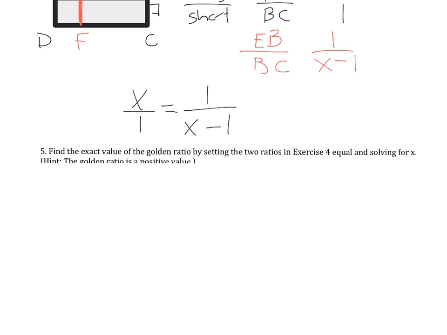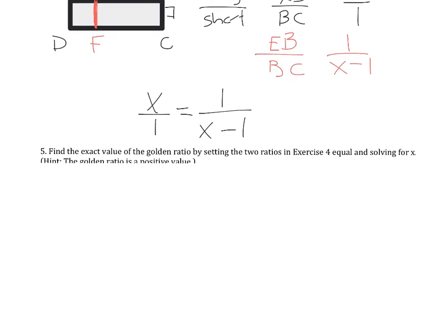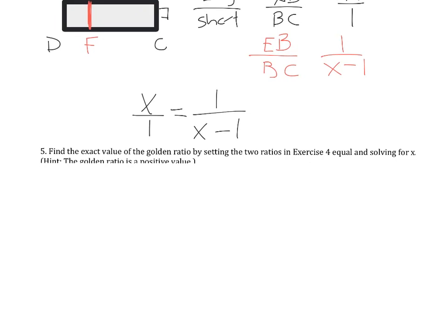Alright, this part of the word problem is where we're going to use completing the square. So what we're going to do is take the ratio that we just made, or the proportion, which is above here, and we're going to use that, of course, to complete the square. It says find the exact value of the golden ratio by setting the two ratios in exercise 4 equal and solving for x. Hint, the golden ratio is a positive value, so there will only be one answer.